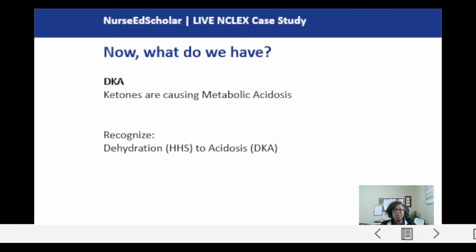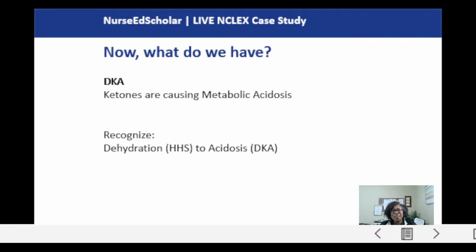And so, what does the body do? The body is breaking down fat for energy, it's creating ketones. The ketones are causing the metabolic acidosis. And like I said, the lungs, they're breathing to try to blow off the acid and try to correct the metabolic acidosis that the patient is actually experiencing.